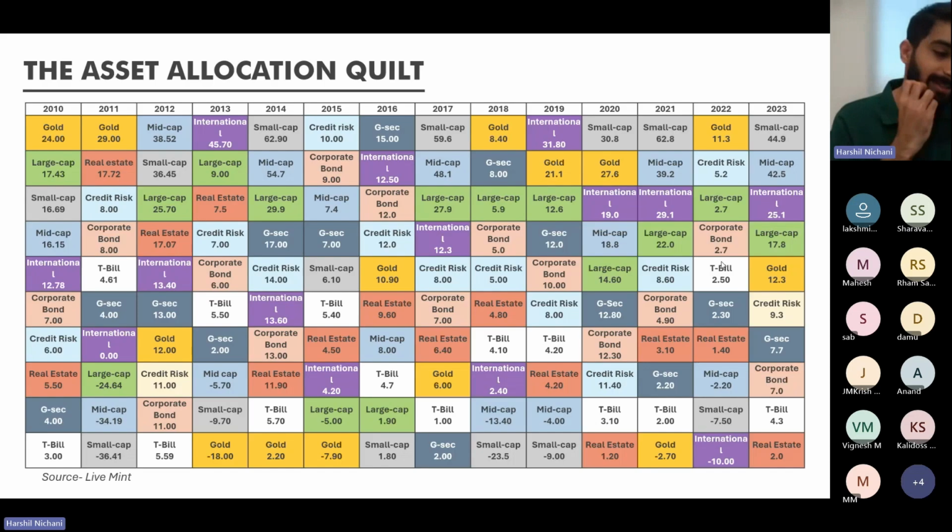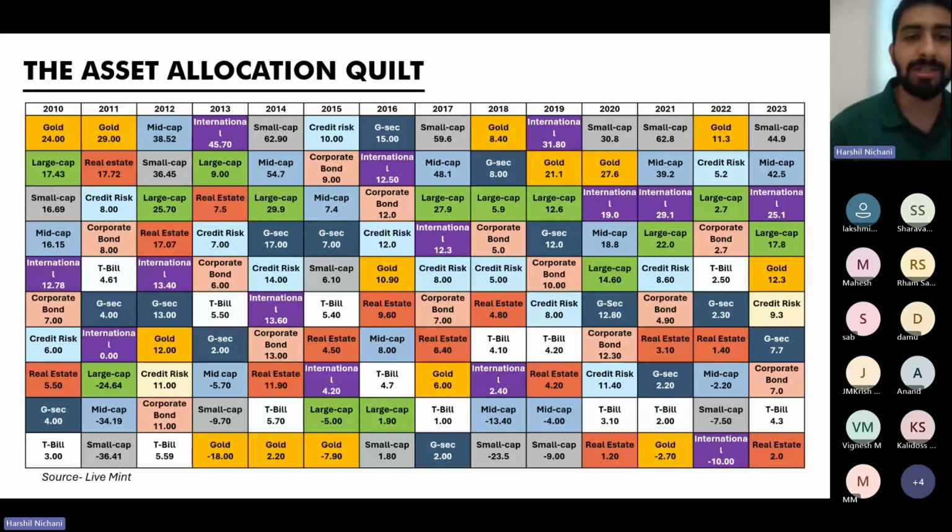Now you look at the whole chart. This is from 2010. 14 years is a big cycle, right? 2010, 2011, gold did extremely well. 13, 14, 15, gold very, very poor. Large caps did extremely well till 13. And then for 2, 3 years, they've been extremely poor, right?